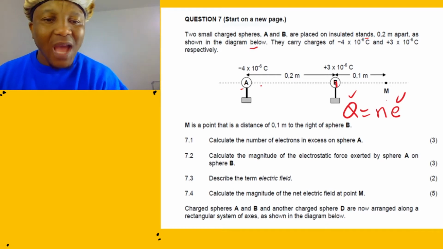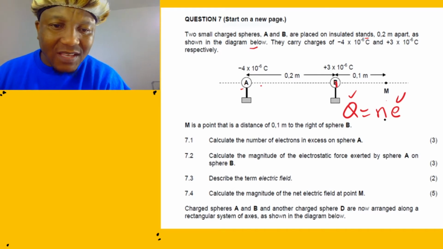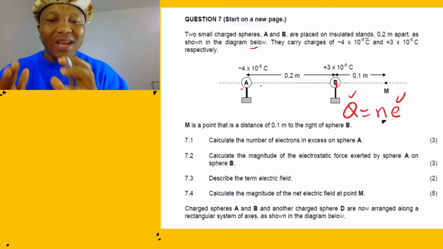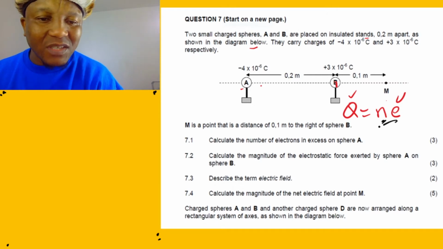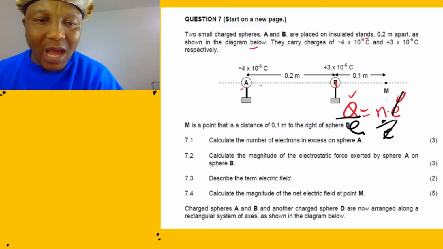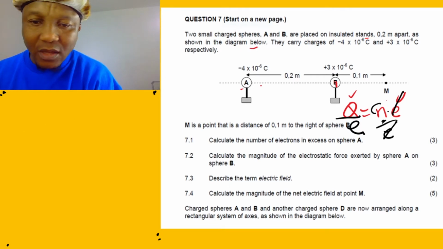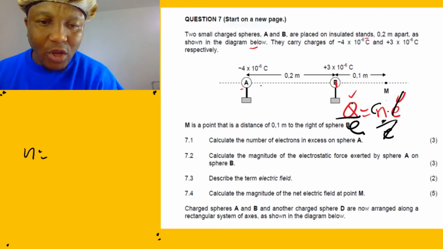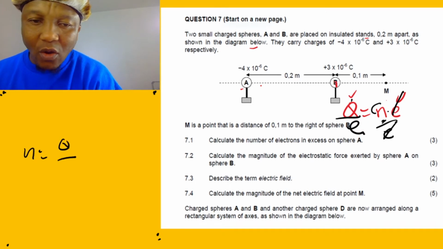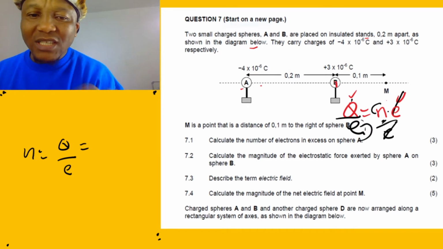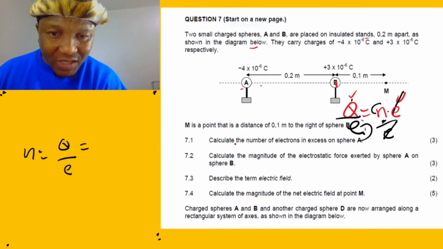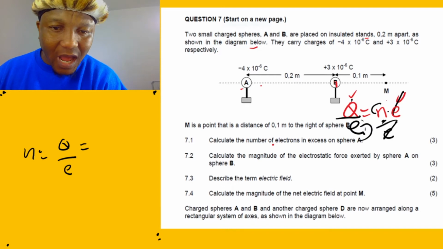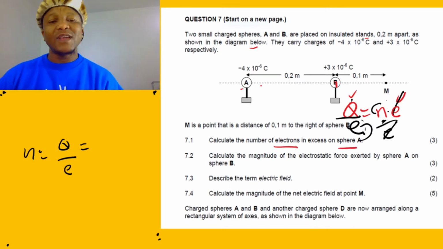What I'm going to do is get the number of electrons, so I have to make n the subject. Making it the subject means dividing by e on both sides, so this and this cancel. So the number of electrons equals the quantity of charge over the electron charge. The quantity of charge we know for A, because they say calculate the excess number of electrons in sphere A.